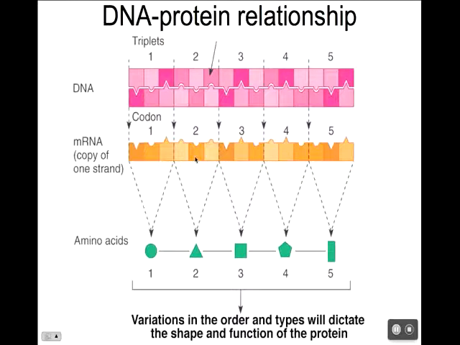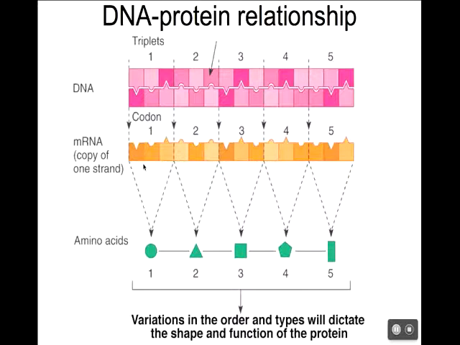In translation, however, it's not read one for one. In translation, the mRNA is read in 3 nucleotide chunks we call codons. A codon is 3 nucleotides that encode 1 amino acid. I'll say it again. A codon is 3 nucleotides in the RNA that encode 1 amino acid.